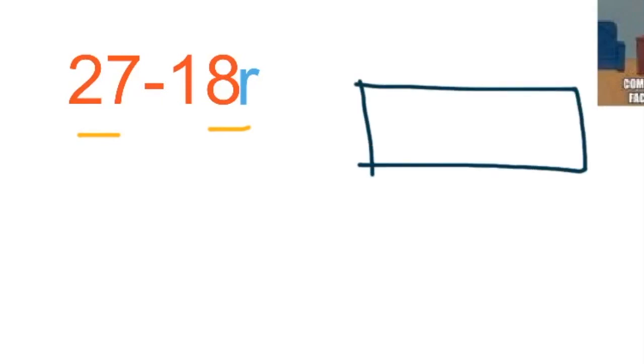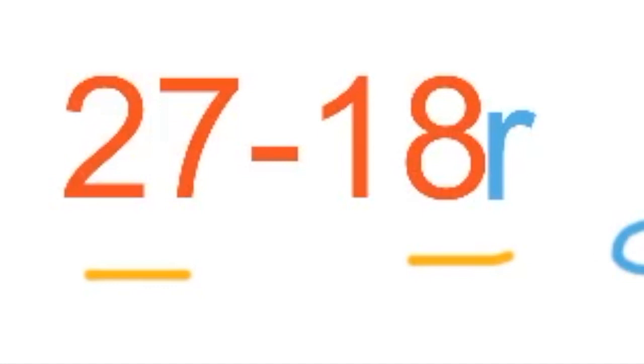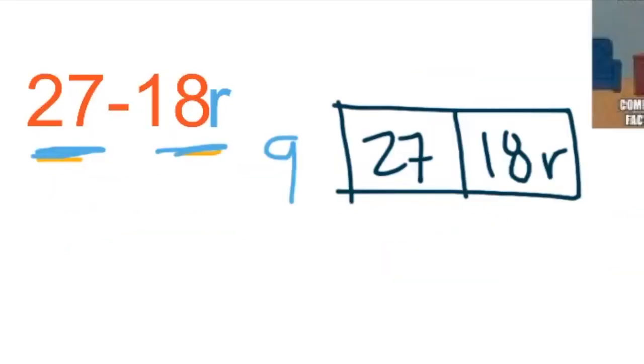So what number does go into 27 and 18? Can you think about that? What is the greatest common factor of 27 and 18? If you said 9, you're right. 3 goes in there as well, but that's not the greatest common factor. Now let's look at the variables. One of the terms has an r, and the other one doesn't. 27, nothing. 18r, yep, that has a variable. Do they have a variable in common? No, they don't. So that is our greatest common factor. It's the 9. Now let's try to find the other factors.